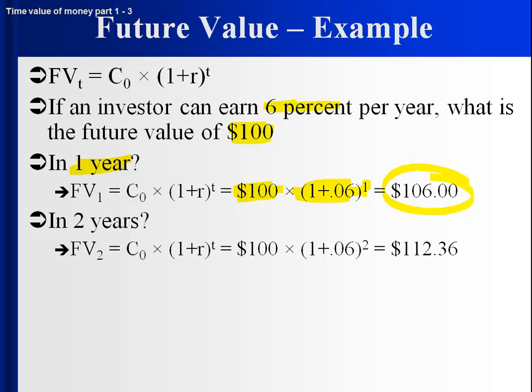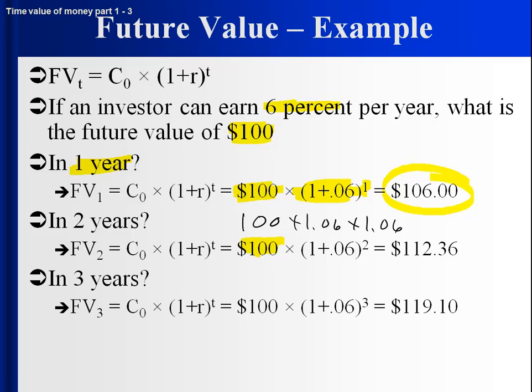Notice we can do it all in one step. You have 100 times 1.06 squared, which really reflects 100 times 1.06, which is how much you'd have after 1 year, times 1.06, which is how much you'd have after 2 years, and it'd be 112.36. For 3 years, 119.10. Again, 100 grows by 1.06 after 1 year, times 1.06 after 2 years, times 1.06 after 3 years, 119.10.